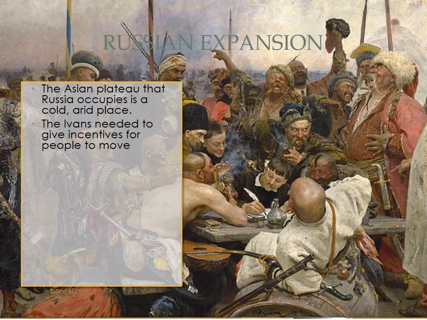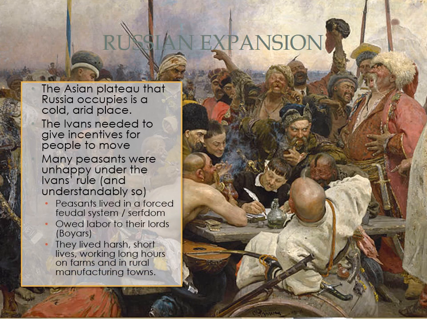So what they decided to do was give incentives or motivation to make people move east. Many peasants were unhappy under the Ivans' rule and under the rule of their boyars. They were essentially serfs, tied to the land, sort of like slaves, and so they were not very happy. What the Ivans said is that you could become free and you could get your own land if you were willing to fight for it.